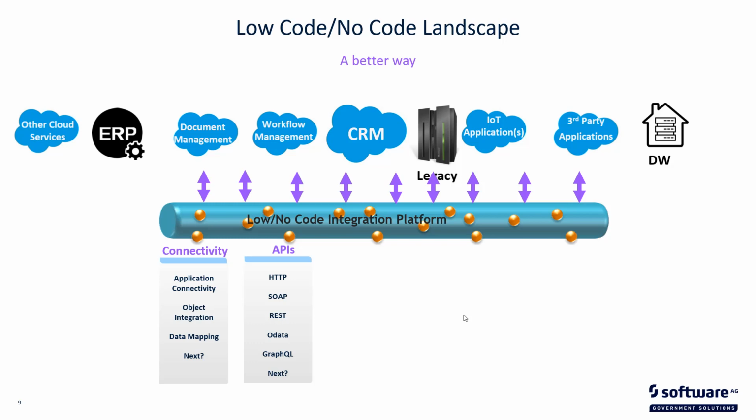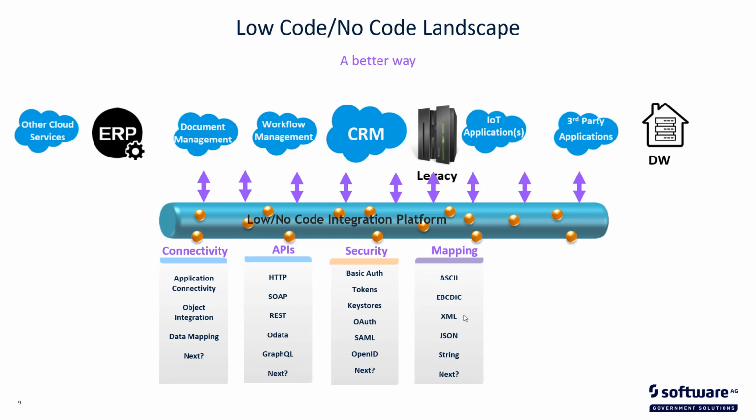And security. There are a wide range of security requirements, both within the platform and within your own enterprise, whether it be basic authentication, tokens, key stores, OAuth, SAML, OpenID. Now you're starting to see a lot more multi-factor authentication, single-use passwords, and other security requirements. By having that integration platform, that removes those requirements and those challenges from your hand coding, from those applications, and simplifies that.